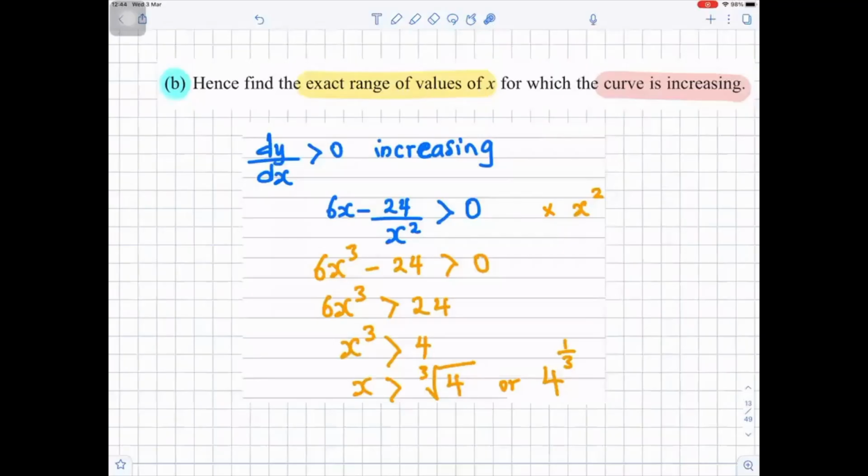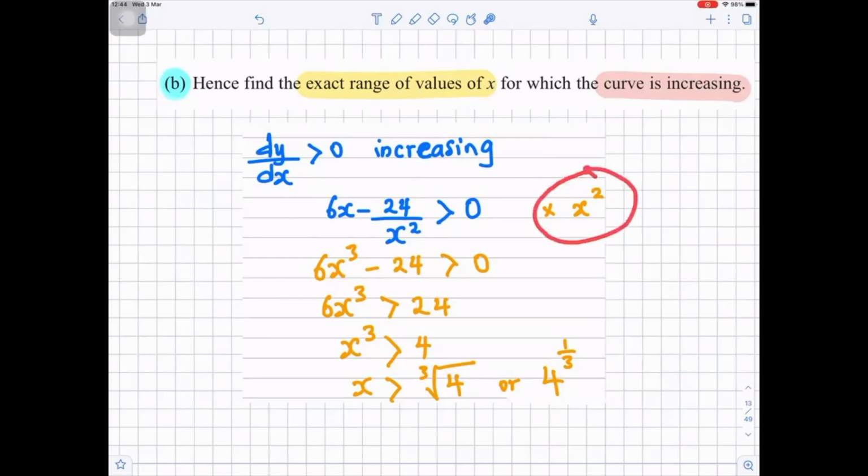Hence, find the exact range of values of x for which the curve is increasing, for part B. When it is increasing, dy over dx is greater than 0. The gradient is greater than 0. That means it's going up, increasing. Hence means we use the answer from before. Don't use another method. Use the answer from before. So that differential, dy over dx, we put it greater than 0. We need to solve it.